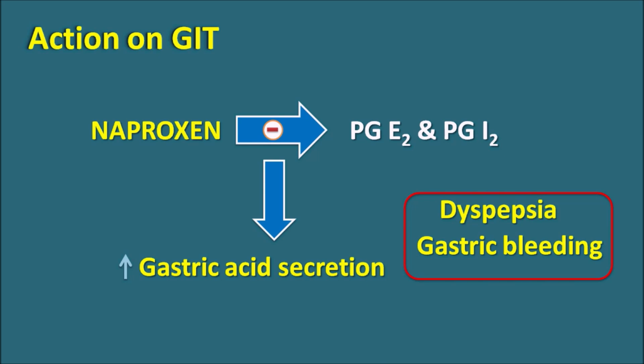And this side effect is observed with all of these NSAIDs which are non-selective for the COX enzyme. That means they are inhibiting both COX1 as well as COX2 enzymes. But we have the selective COX inhibitors like celecoxib, which inhibit the COX2 enzyme, so that they are not inhibiting the prostaglandin synthesis at the gastric parietal cells. But here the naproxen is non-selective. It can increase the gastric irritation, dyspepsia, gastric ulceration, and even gastric bleeding.